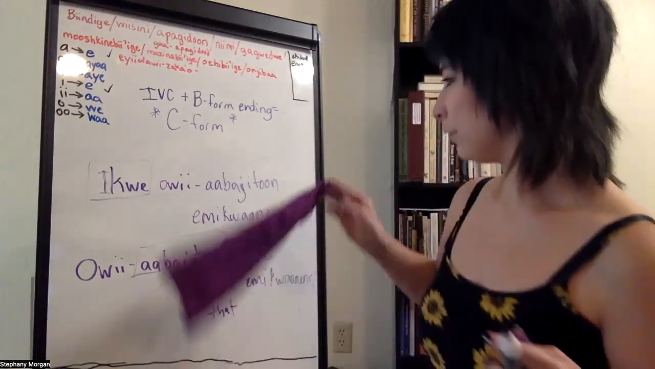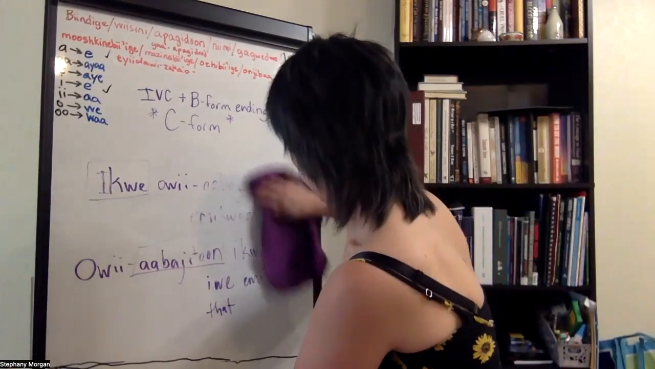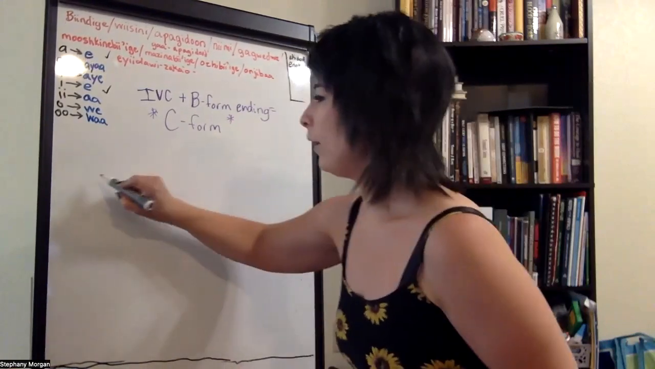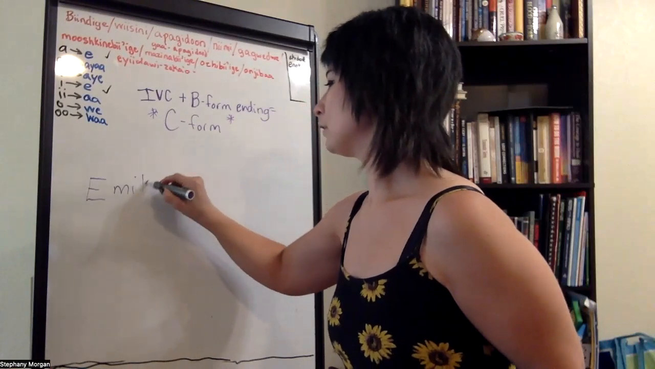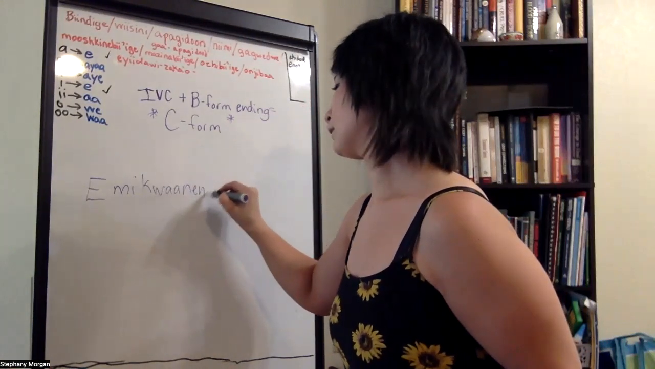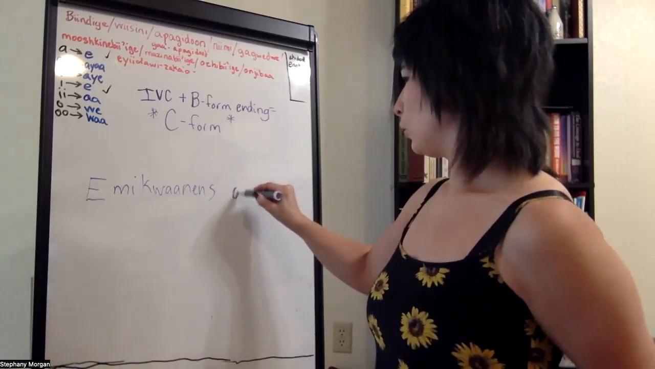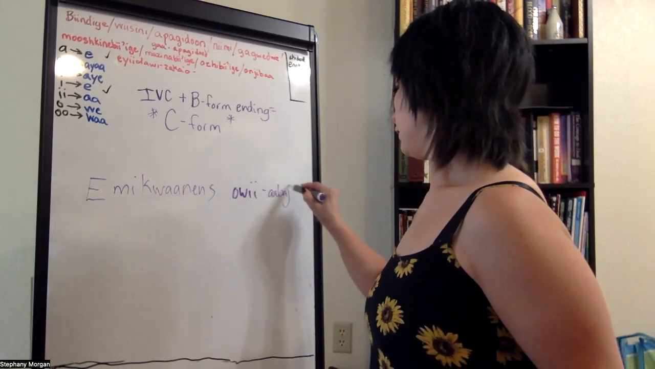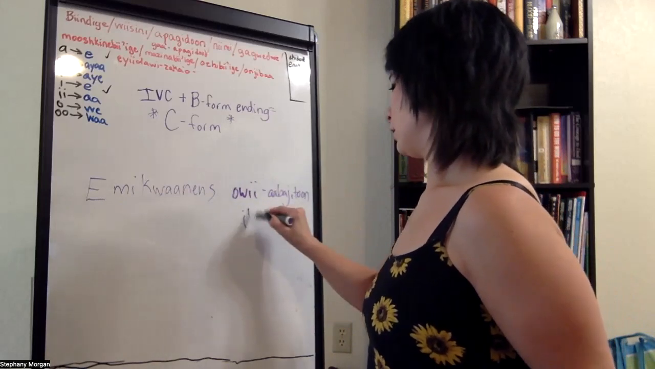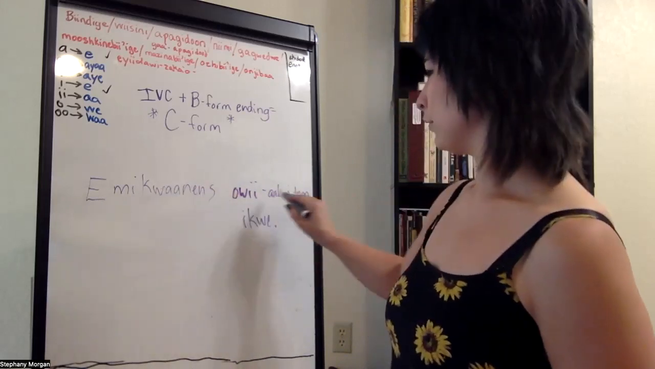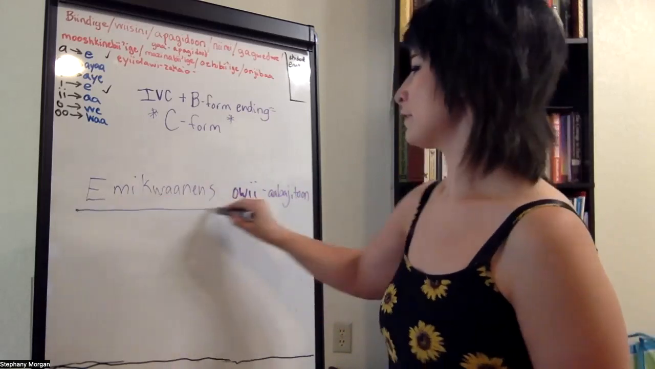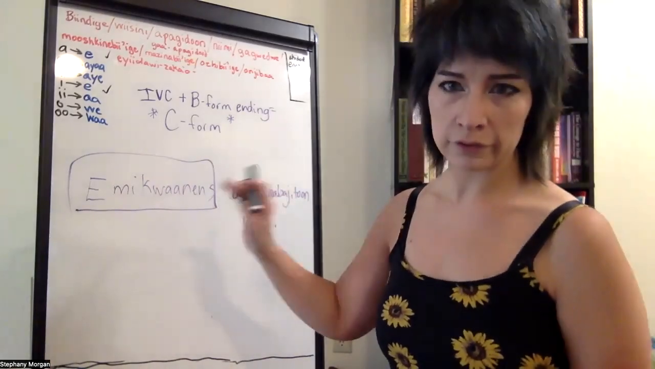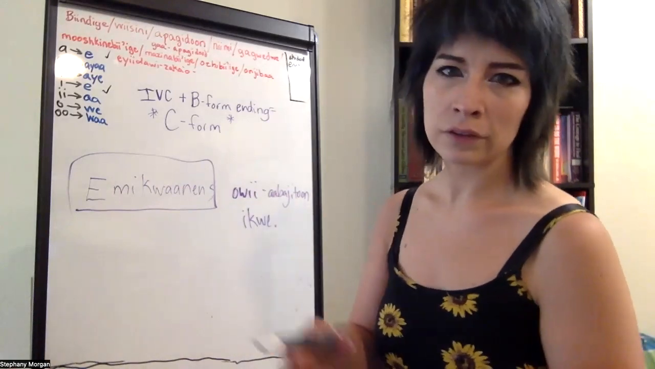Now, the other one that you could say is emekwanits we abajitun ikwe. This one emphasizes the spoon. She wants to use a spoon, not a fork, not a knife, not a bowl. She wants to use a spoon. That's what word order does in Ojibwe.